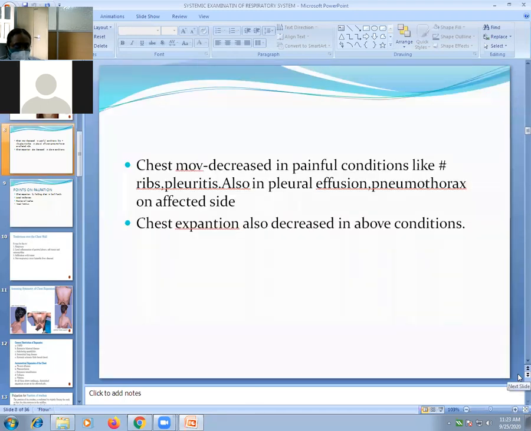Then, which are the conditions in which chest movements are decreased? Chest movements are decreased obviously in any painful condition like fracture rib, trauma, contusion, and pleuritis, then pleural effusion, pneumothorax on the affected side. On the affected side, automatically the patient will restrict the movement because of pain. So chest movements are decreased in these conditions. Chest expansion is also decreased in the above conditions.